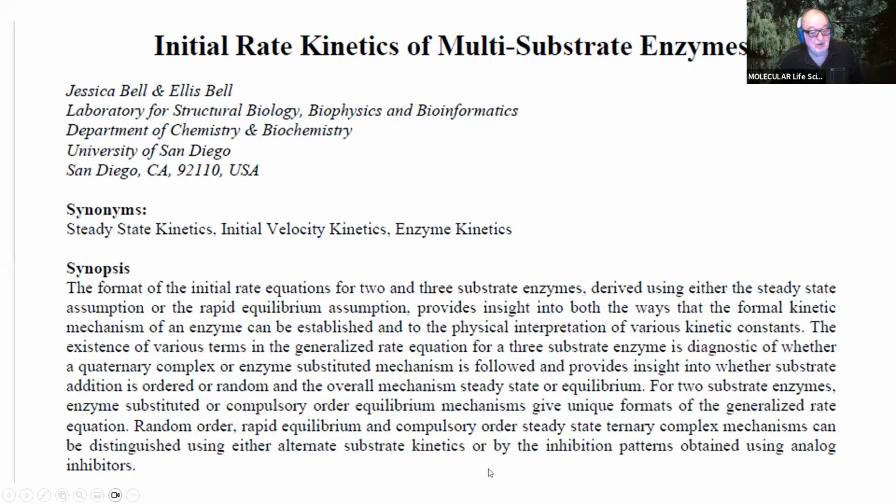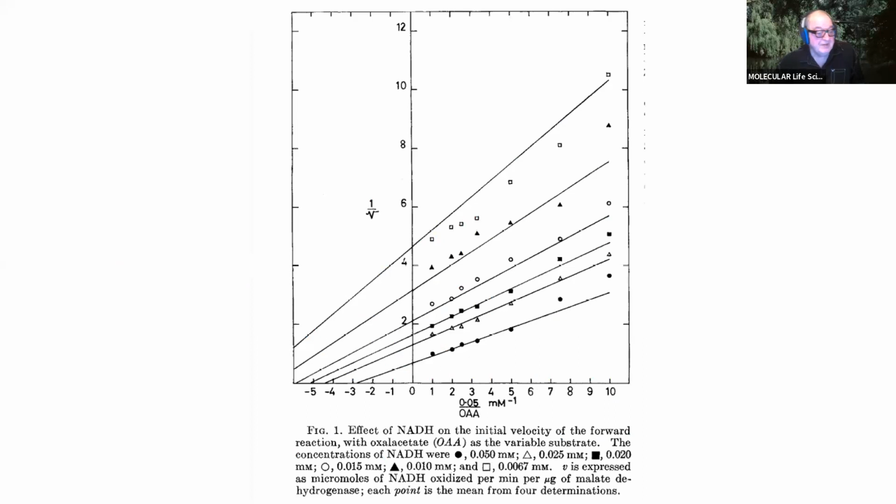Okay, so all of what I've just covered is in this article, and it actually goes through and derives the phi parameter equation for one of the mechanisms, just as an example. But I'll put this up on the website. So let's go to the data in the paper. And this is a major difference in approach. This is their figure 1, which is simply the effects of NADH on the initial velocity of the forward reaction with oxaloacetate as the varied substrate.